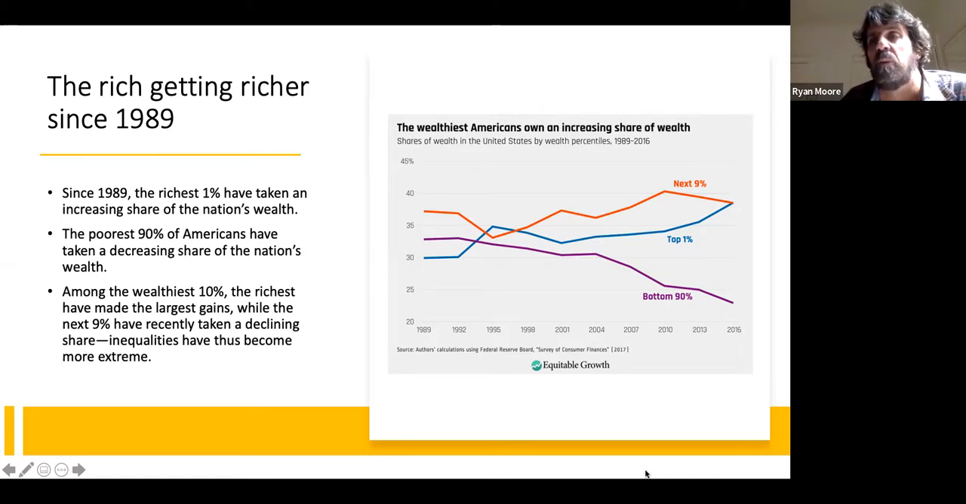You may remember in the Occupy Wall Street movement in 2011, 2012, their main slogan was "We are the 99%," right? And what that did was highlight how there was just this growing gap between the 1% and everybody else. And that gap has only become more extreme in the 10 years since Occupy Wall Street.